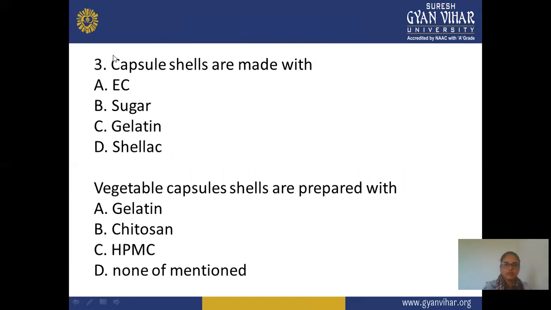Select the correct ratio. Next, third question, capsule shells are made of: A, ethyl cellulose; B, sugar; C, gelatin; and D, shellac. These are the four options for manufacturing of the capsule shell. And next, fourth question, the vegetable capsule shells are prepared with: A option is gelatin, B option is chitosan, C option is HPMC cellulose, and D is none of the mentioned. So this is the fourth question.